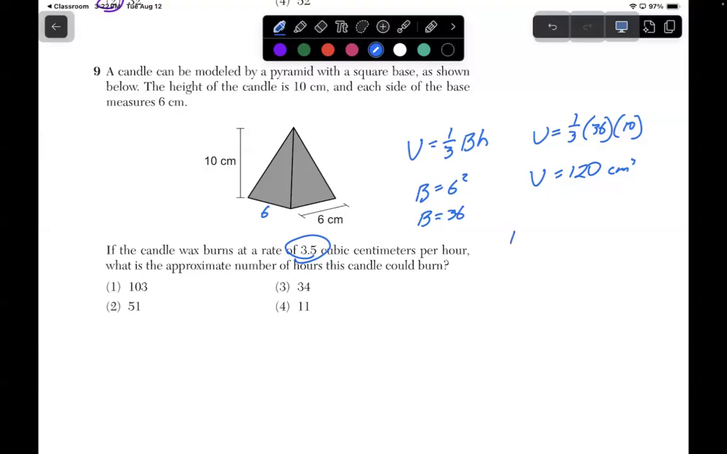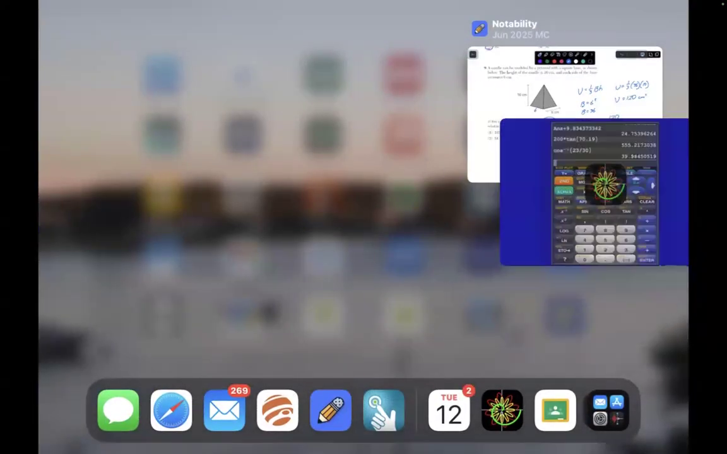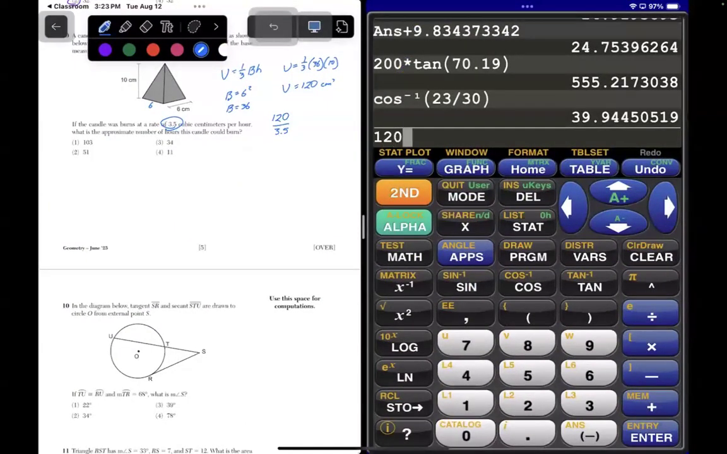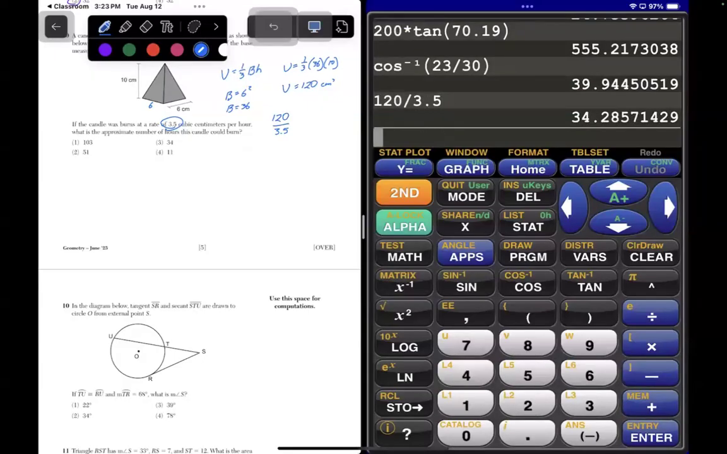So 120. And if you just look, all the answer choices are smaller than 120, right? So it leads me to believe that I should divide this thing. So 120 divided by 3.5, what does that equal? Let's try it out. 120 divided by 3.5 is 34.28. There's our answer, 34. Cooking, doing well.